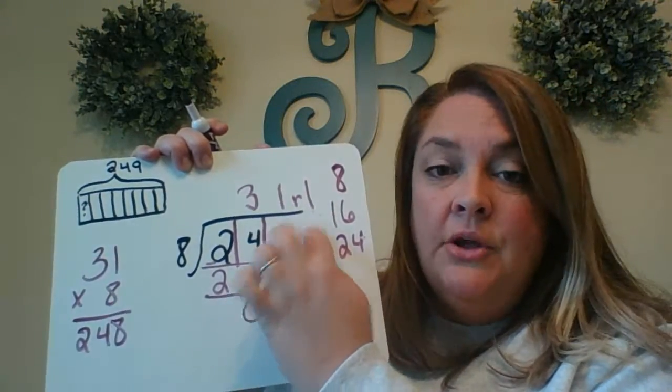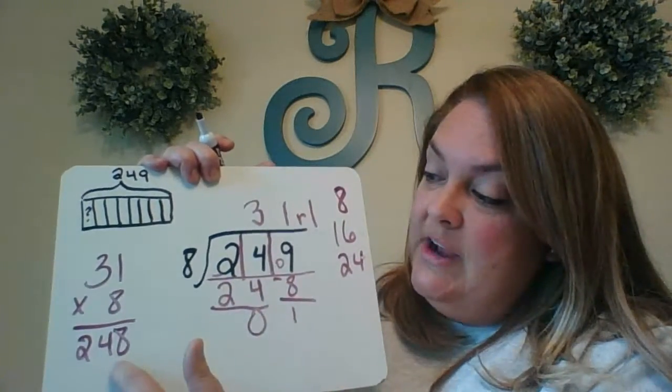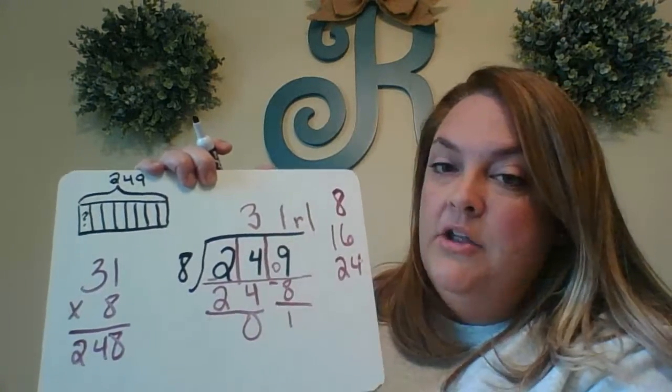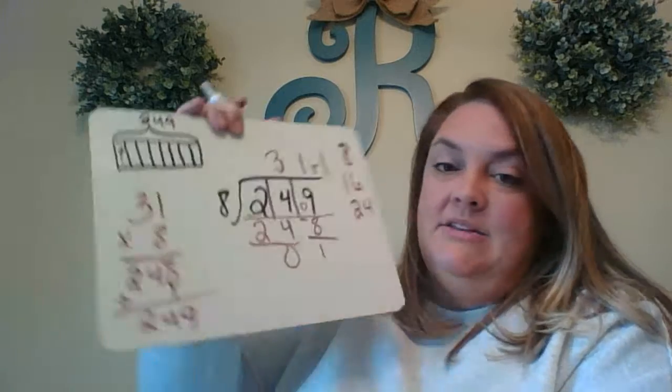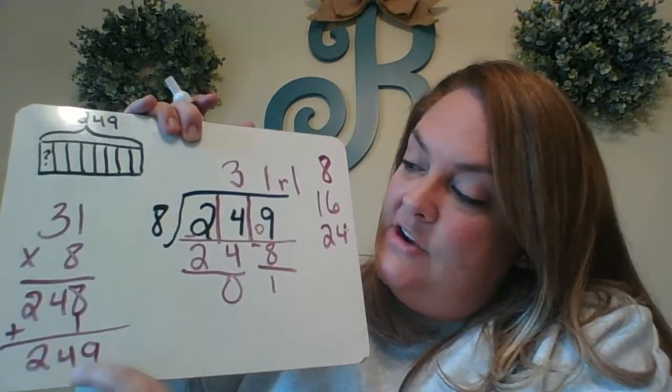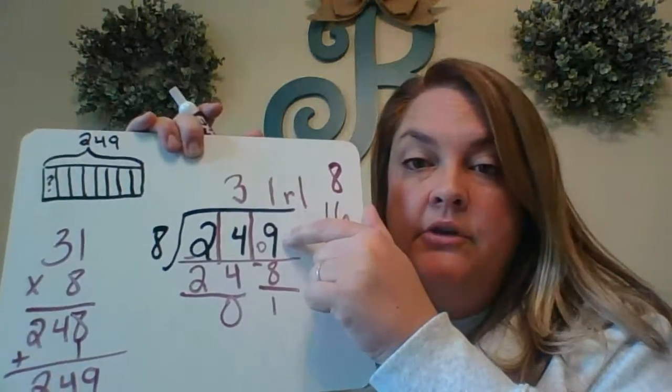This does not match. But I forgot something. I had a remainder. So once I multiply to check my answer, I add my remainder on. So I have to add that remainder of 1. When I add that remainder of 1 on, I do get 249, and it should match right what's up there under your bracket, 249. That's how you know you're correct.